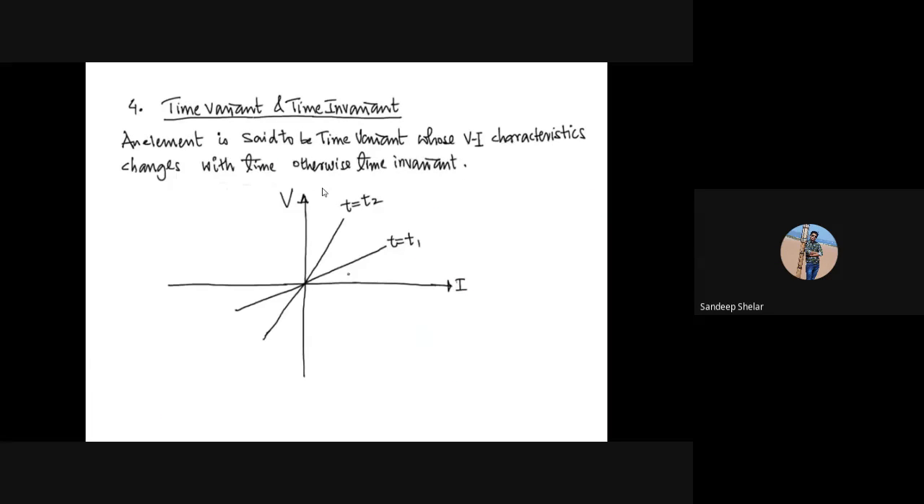Next is time variant and time invariant systems. If the VI characteristics change with respect to time, the element is called a time variant system. Otherwise, if the VI characteristics do not change with respect to time, the element is called a time invariant element of the system. This is the classification of elements.